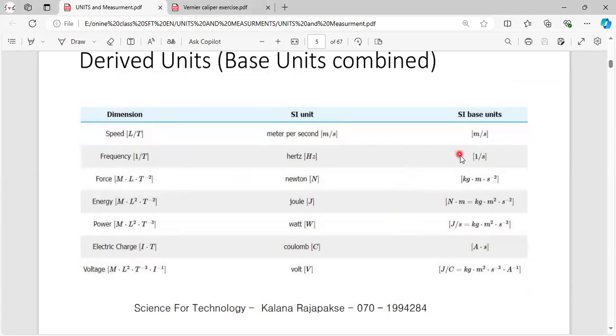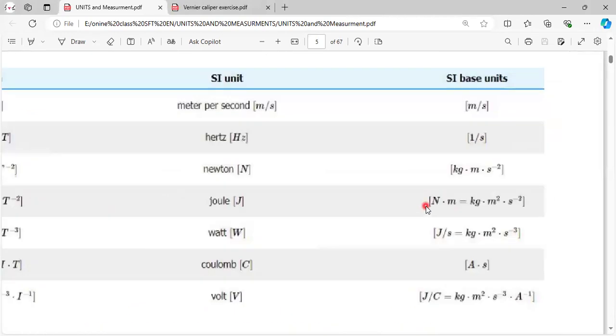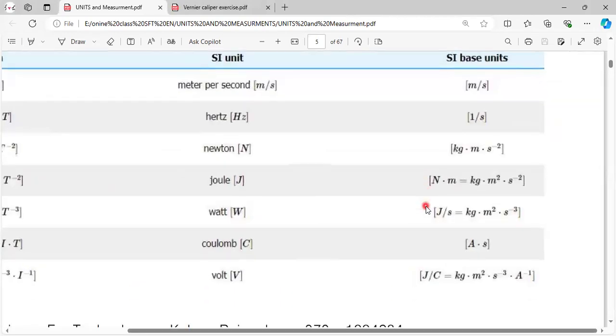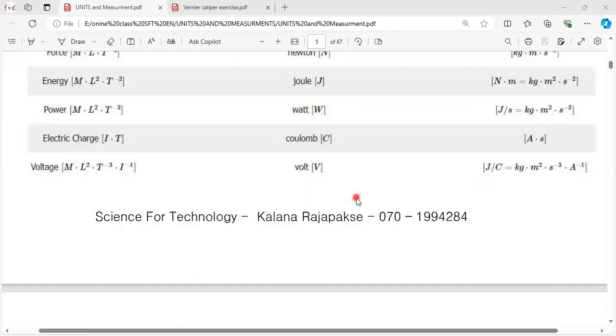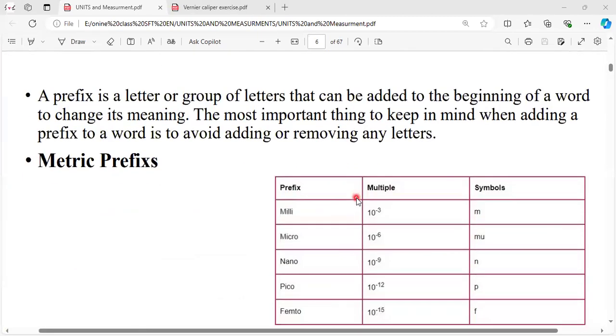So like that, you can see others as well. Once you completely go through this module, you will learn about these things by heart, right? You will use each and every derived unit in your A levels for each and every example. So you don't have to worry about that.